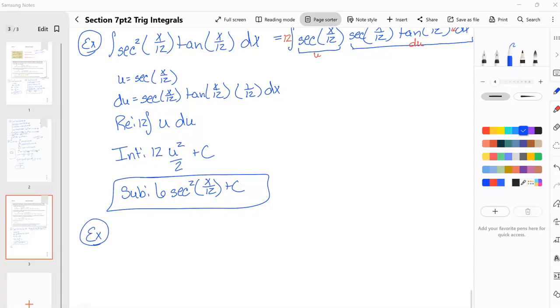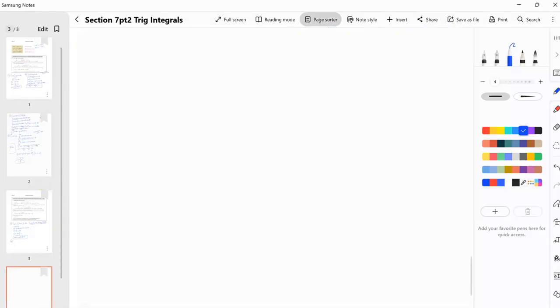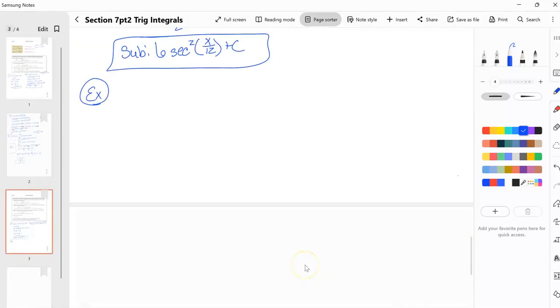Let's look at another one. I'm trying to add another page and it's not letting me do that for some reason. There it goes. Let's say we want to integrate tangent squared of x over secant of x dx.